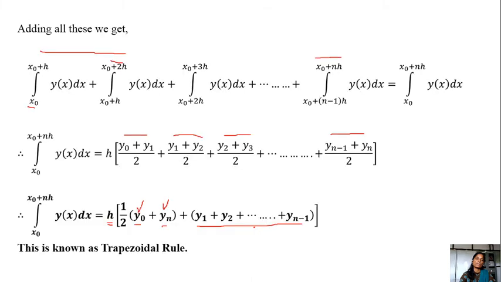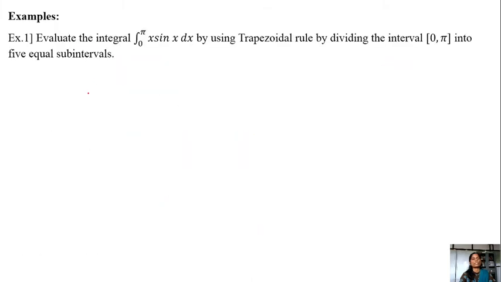So let us see examples based on the trapezoidal rule. So very first example: evaluate the integration from 0 to pi of x sine x by the trapezoidal rule, and we are given that the interval 0 to pi is divided into 5 equal sub-intervals.